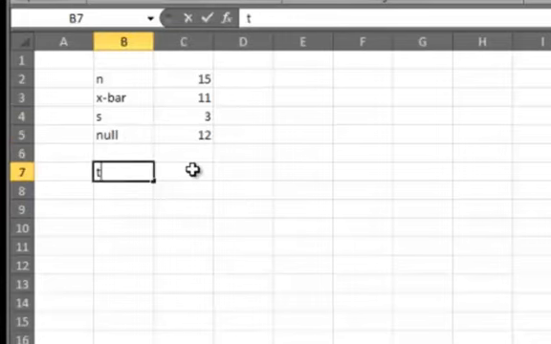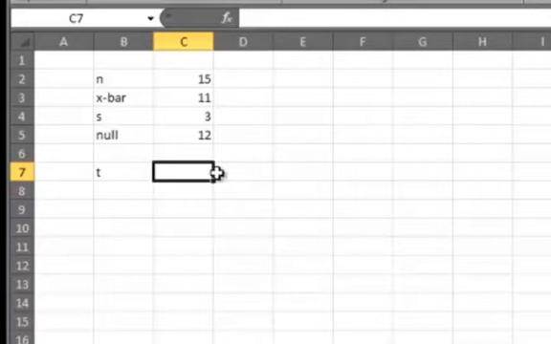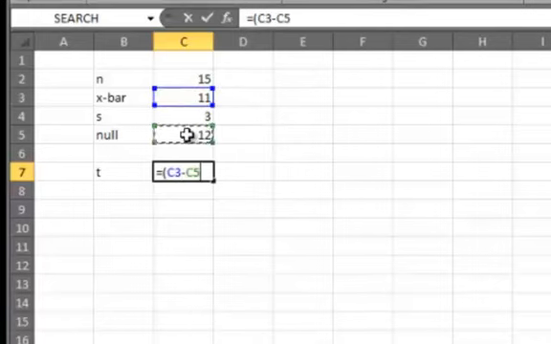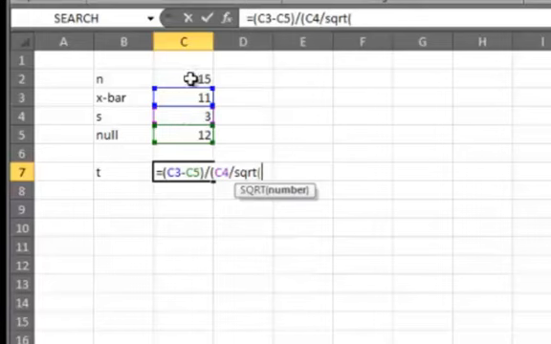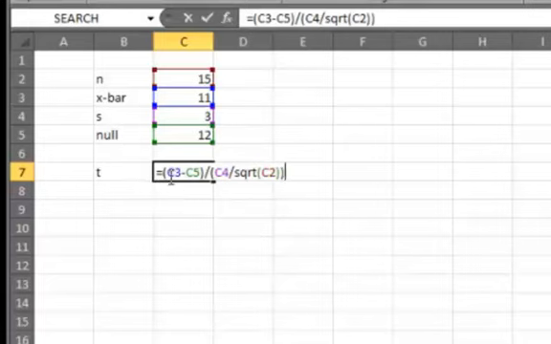Okay, so let's calculate the t value. That t value is going to be equal to, I'll put in parentheses here, my x bar minus my null value, divided by my standard error, which is going to be, I'll put this in parentheses again, even though I may not need the parentheses here, s divided by the square root of n. One more parenthesis. Okay, so the numerator here is x bar minus mu, divided by the standard error, which is s over the square root of n.